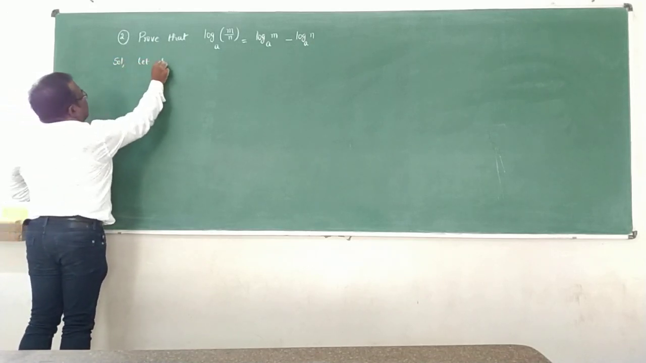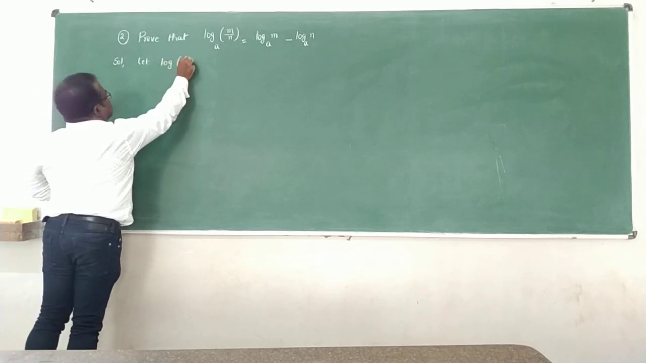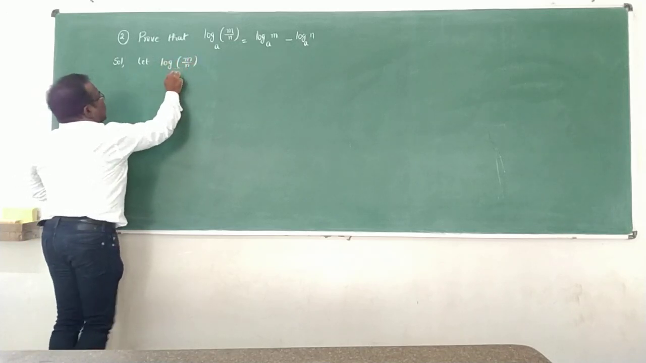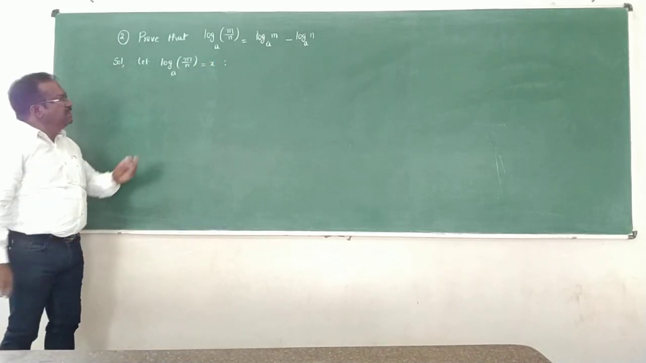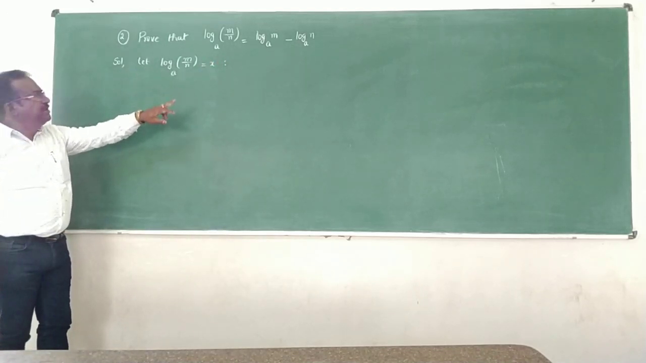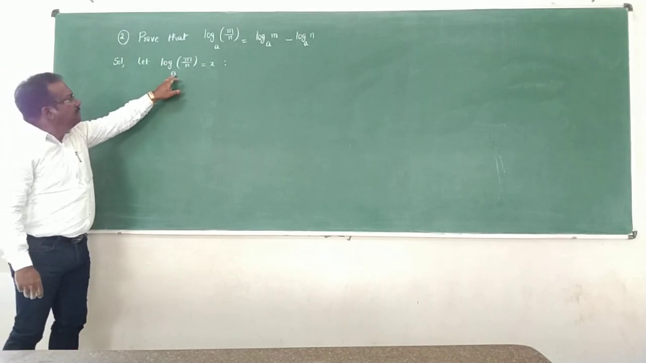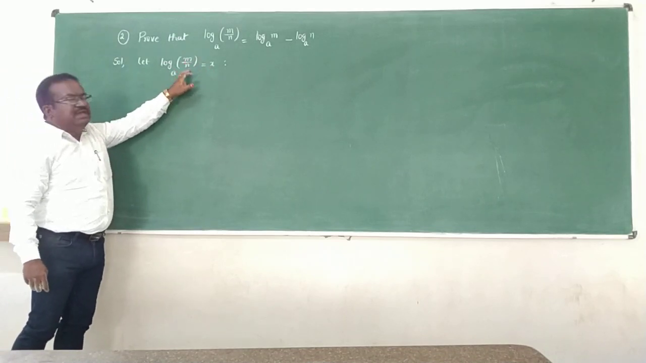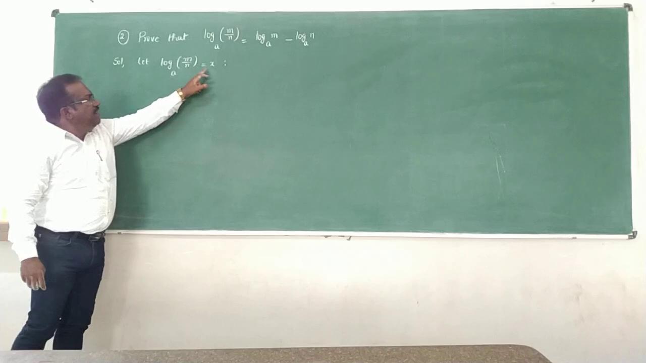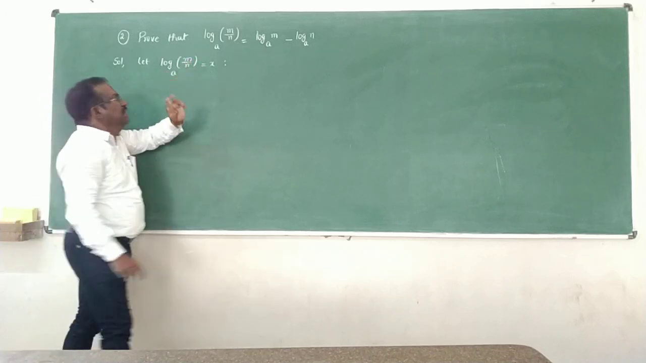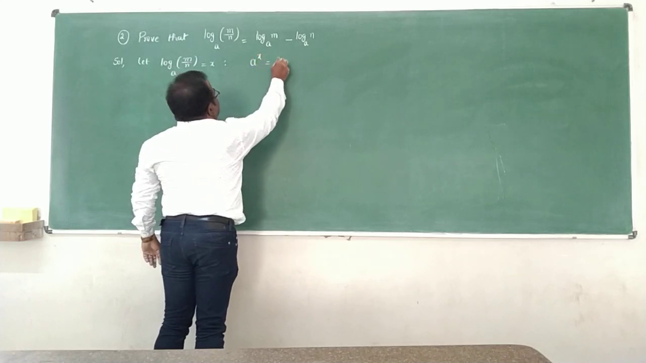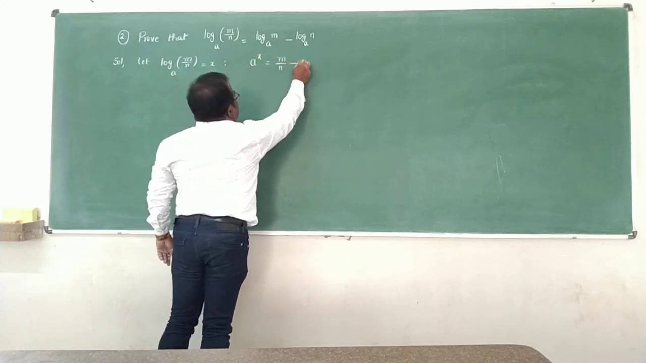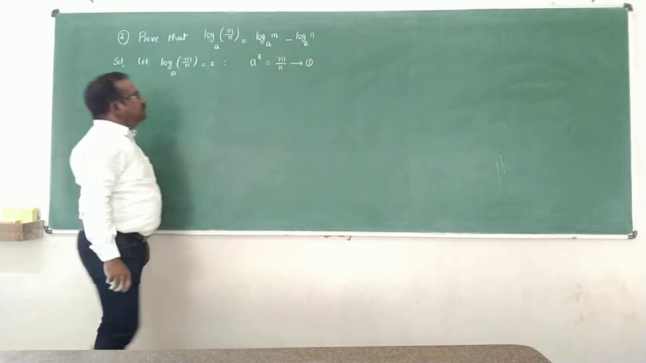Let log m by n base a be equal to x. This is logarithm, children. Now we are converting into exponential form. How to write in exponential form? A power x is equal to m by n. Let us see here. A power x is equal to m by n. Consider it as 1, children.